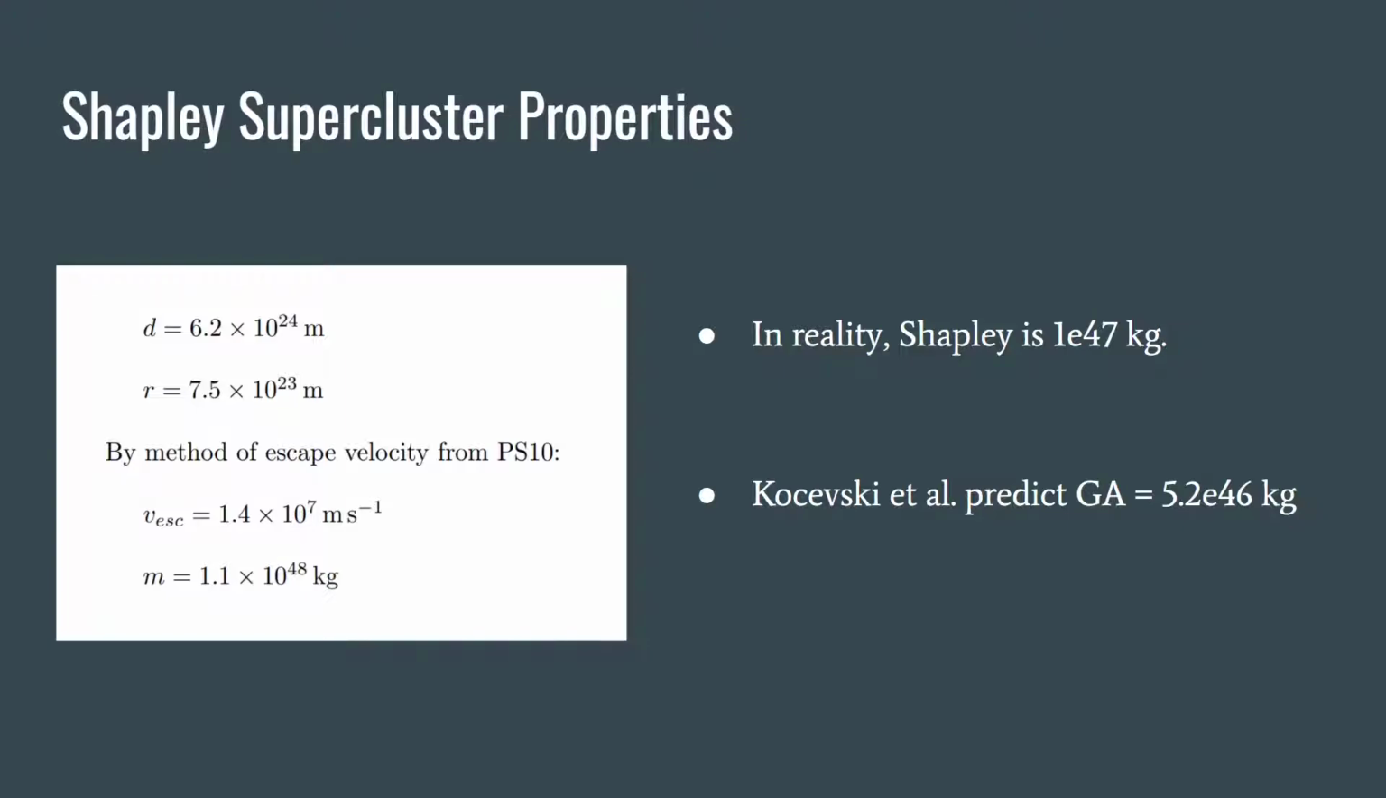X-ray observations from Proust et al. report Shapley to be in the range of 10 to the 47 kilograms, which accounts for the density profile. However, the velocity vectors interpreted by Kocevski et al. predict that the Great Attractor should be just about half as large. As well, the direction of this vector field makes little sense coming from a single point object.